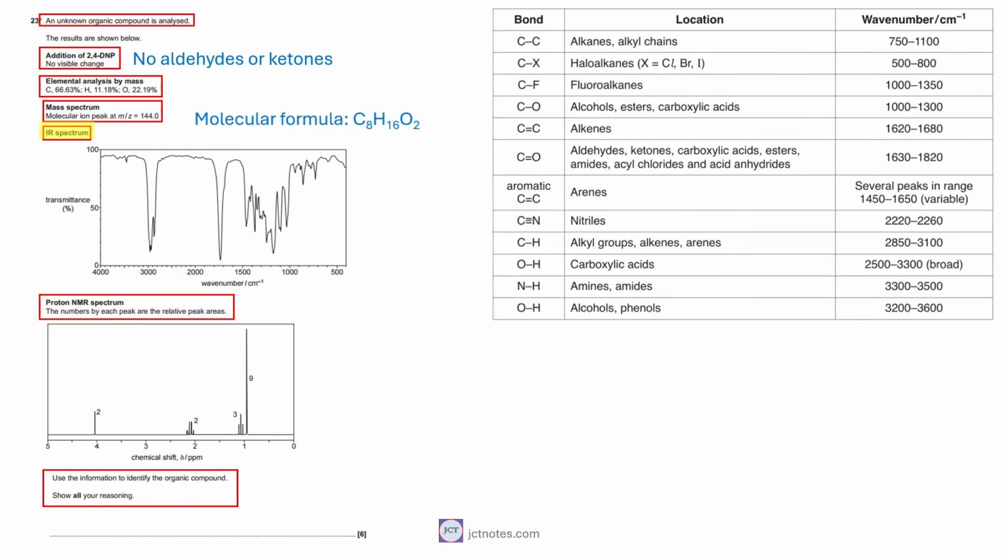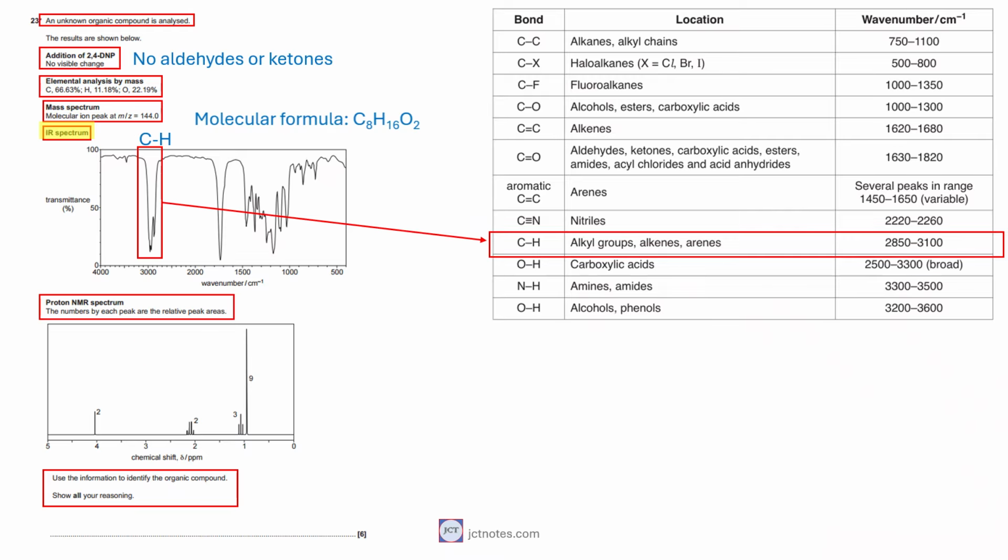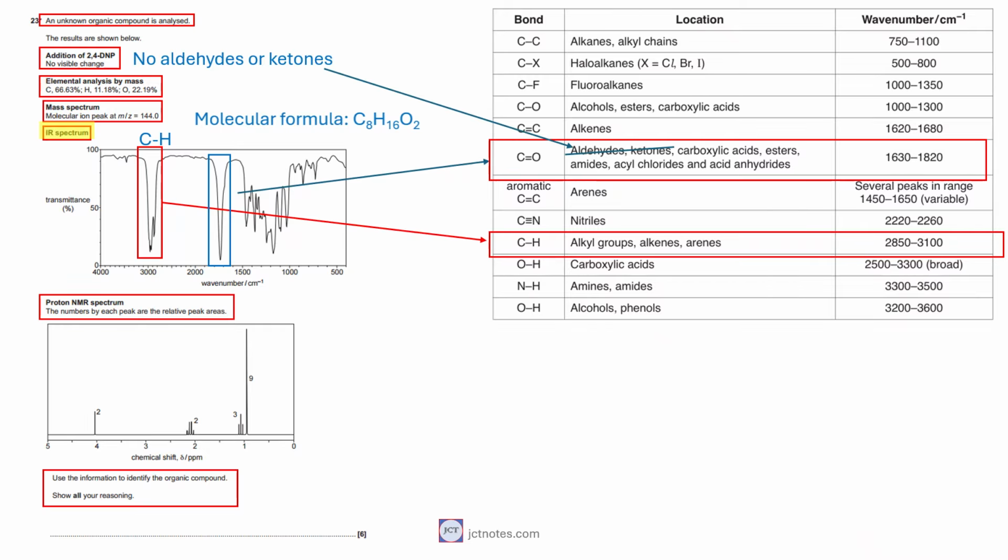Using the data sheet for the exam, we can see that the peak around 3000 reciprocal centimeters is due to carbon-hydrogen bonds. The peak around 1750 reciprocal centimeters is due to a double carbon-oxygen bond. Due to 2,4-dinitrophenol, we know that it is not an aldehyde or ketone. Carboxylic acids present a broad peak between 2500 and 3300 reciprocal centimeters. We have a peak at around 3000 due to the carbon-hydrogen bond, but it is not broad. We can discard carboxylic acids.